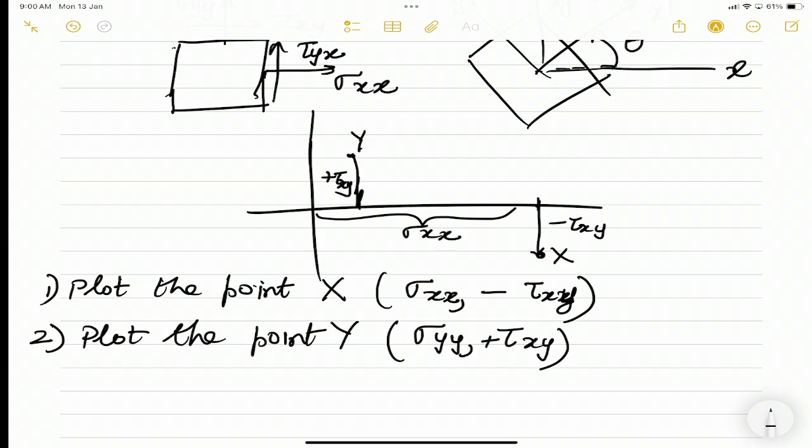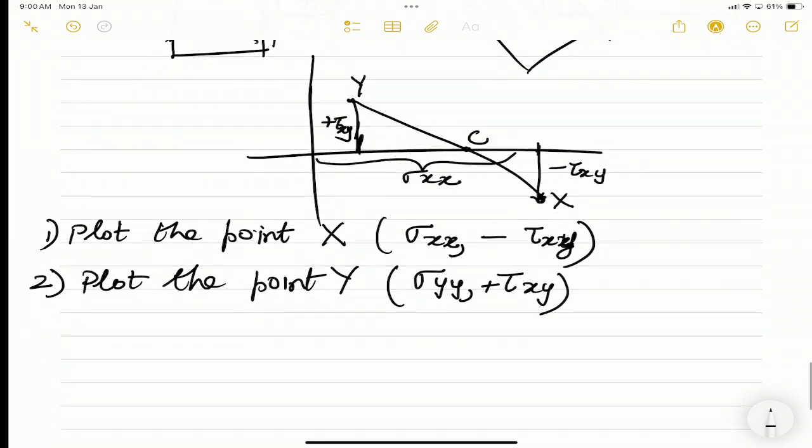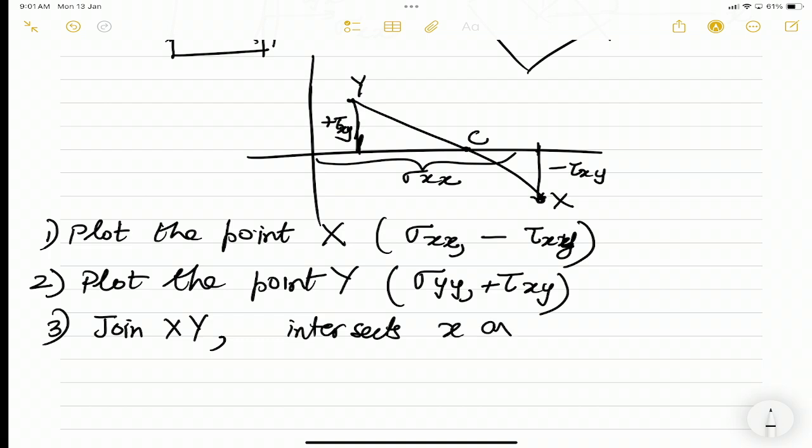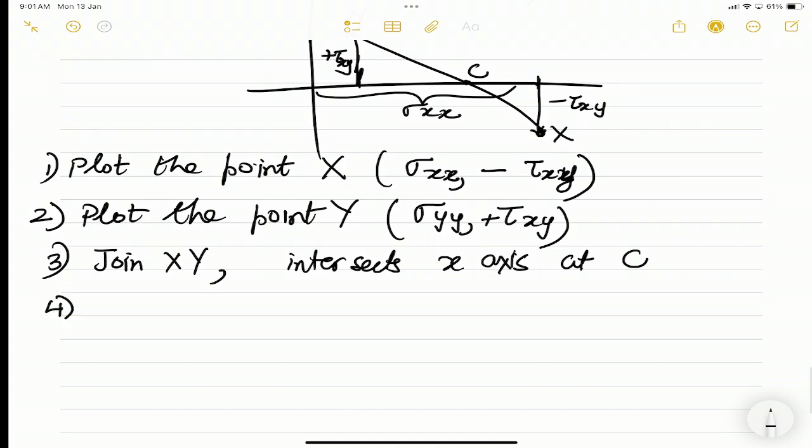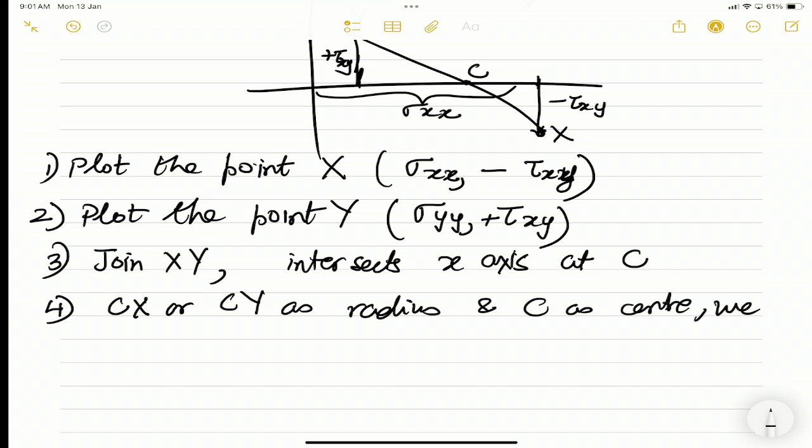Next, what I do is, I join x and y. Okay, I take a straight line joining x and y, and this intersects the x-axis at C. This C will be nothing but sigma xx plus sigma yy by 2. Okay? And now with Cx or Cy as the radius and C as the center, we draw a circle.